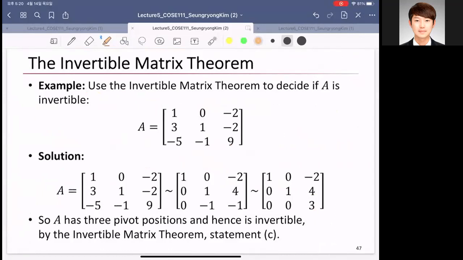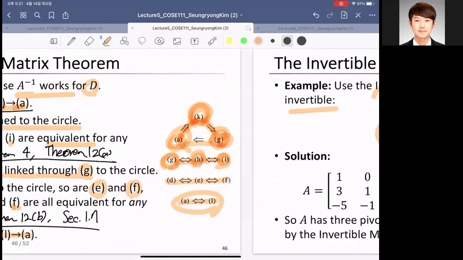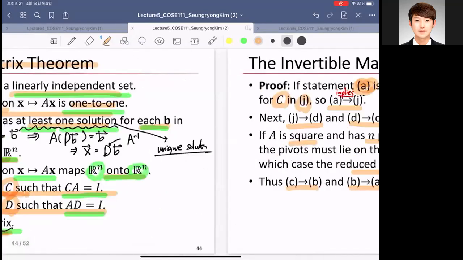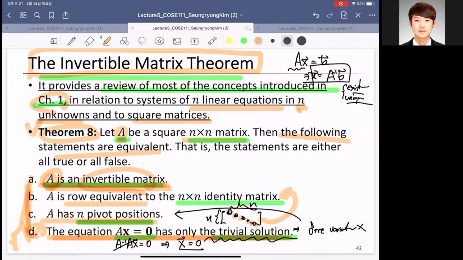Right. So you have a matrix A. The question is to decide if matrix A is invertible or not. So in this example, we will use the invertible matrix theorem. There are so many kinds of statements in the invertible matrix theorem, so you can use one of them. In this example, I would like to use statement C. We want to check the n pivot positions.